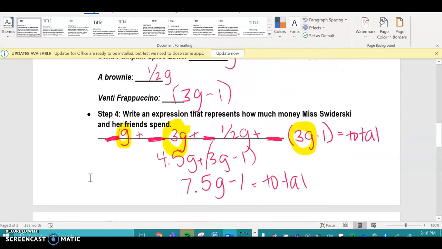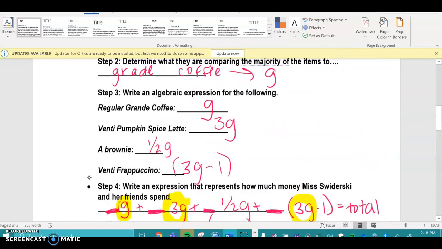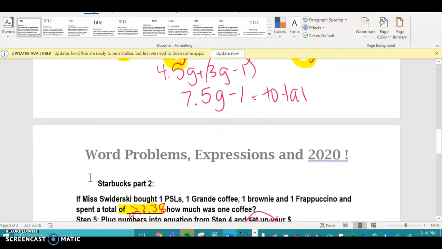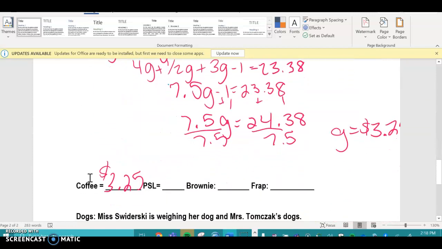Well, let's scroll up. Pumpkin spice latte is 3 times more than that. So it's 1 expensive pumpkin spice latte. So if I times that by 3, I end up getting $9.75 for a pumpkin spice latte. I'm sure that's a big pumpkin spice latte.